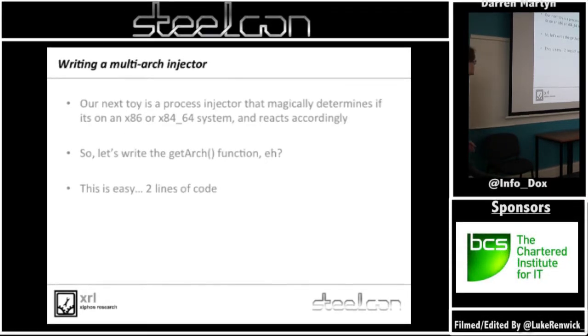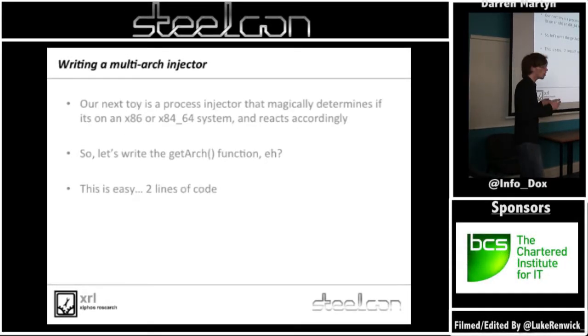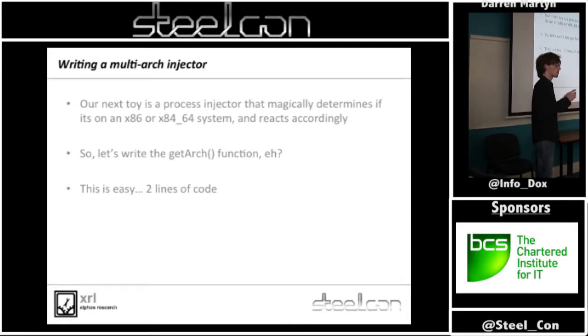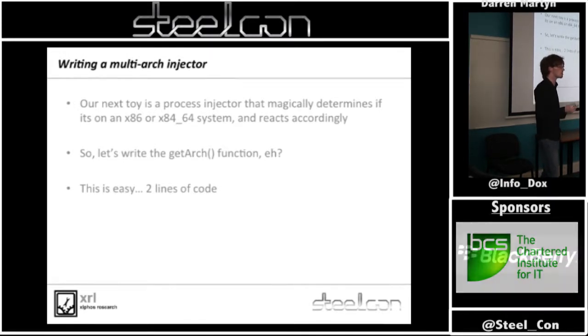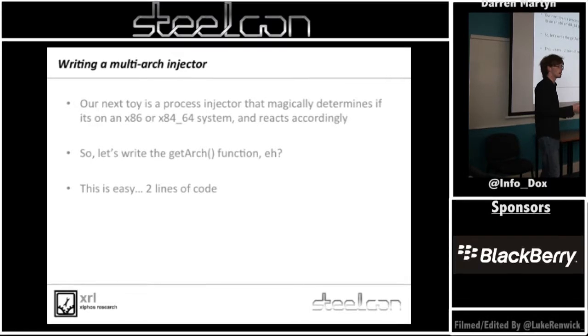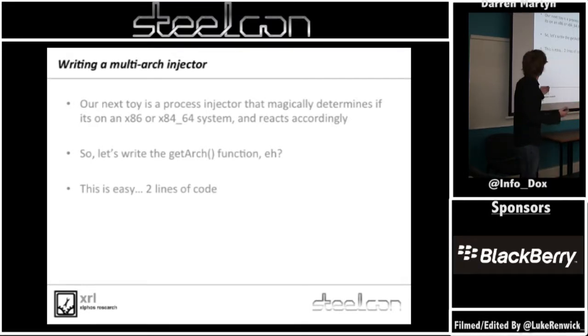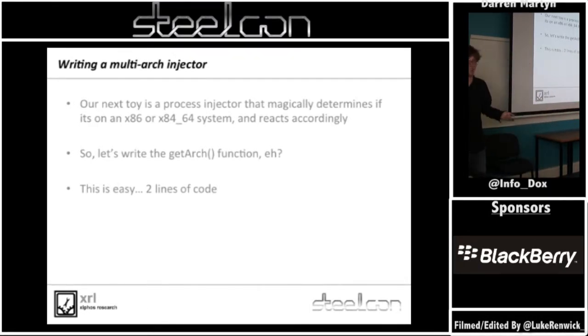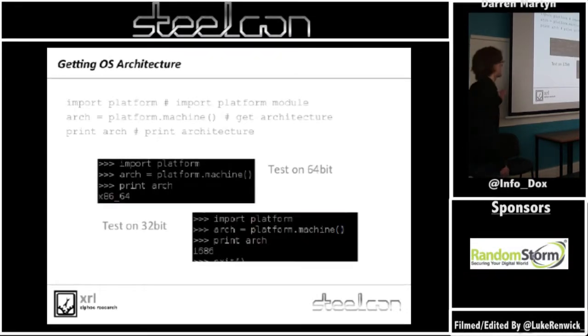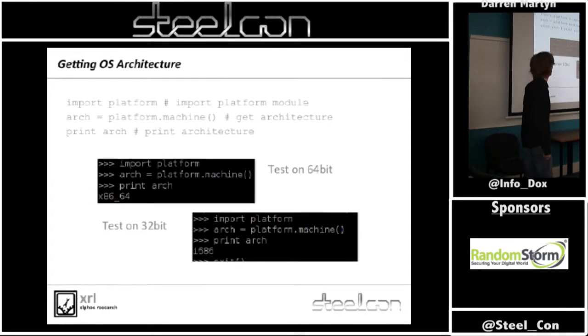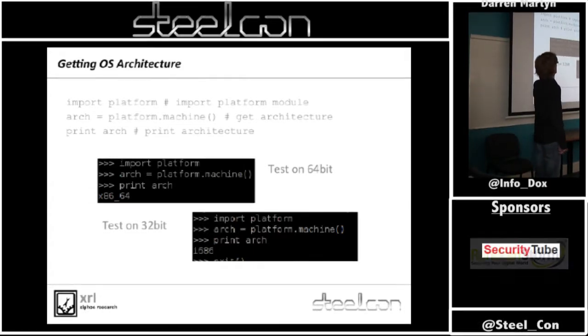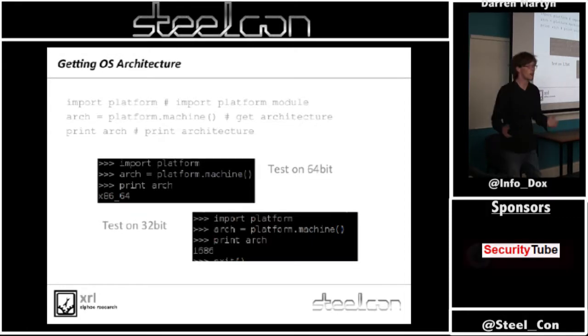So the next thing I wrote was a process injector. It automatically determines whether I'm on 32-bit or 64-bit, selects the right shellcode and the right injection technique, and then uses that to pop the box. We could write a detect-architecture function, and this was 2 lines, well, 3 if you count the print. Import platform, and then RT equals platform.machine. 64-bit, 32-bit, magic.